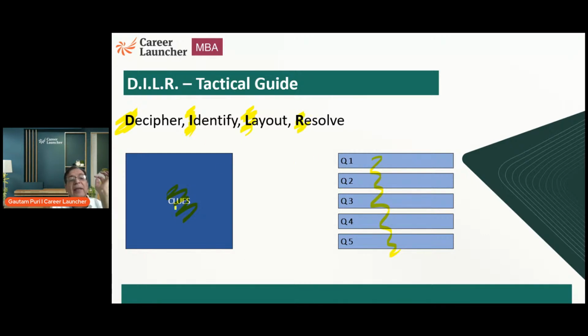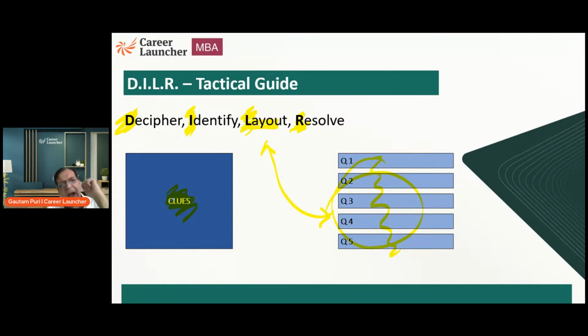So it is DILR: decipher the information given to you, identify the information given in the questions and the choices, create your table or a layout or tabulate the data based on the requirement of the questions. So tabulation has to be done looking at the question, not otherwise, and then you keep solving the question. And there's nothing like first I'll make the table, then सवाल करूंगा. नहीं, ऐसा नहीं होता है. It's a parallel process that we can look at.